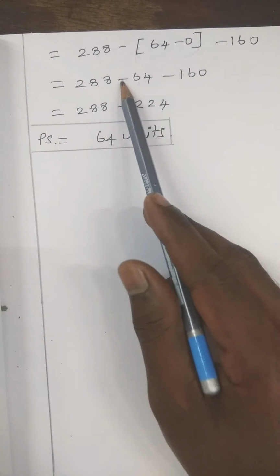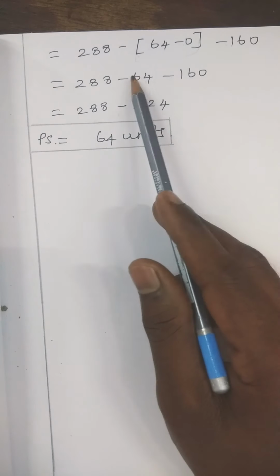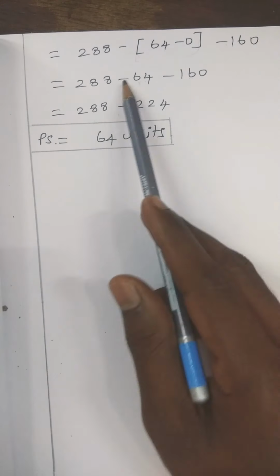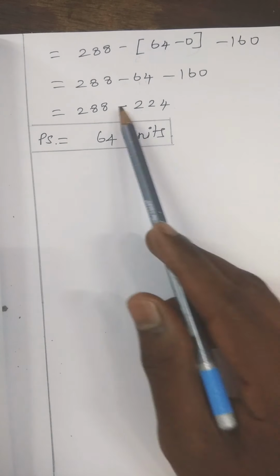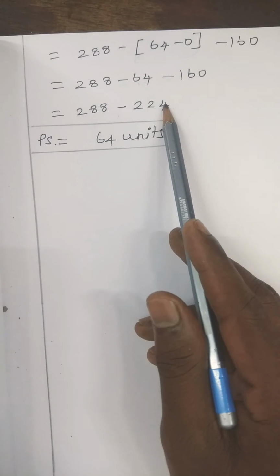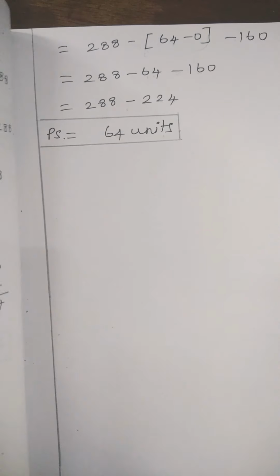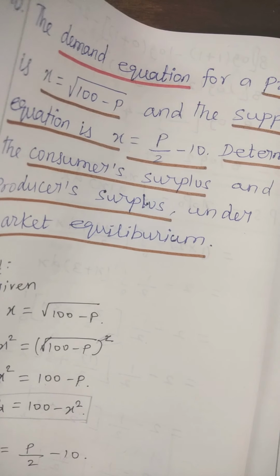See, both are on the minus side, so put minus. 160 plus 64 means 224. Same side means you write the same sign again and add both. So minus 224. Equal to 288 minus 224 means 64. So producer surplus equals 64 units. So this is the answer to the 10th question. Thank you.